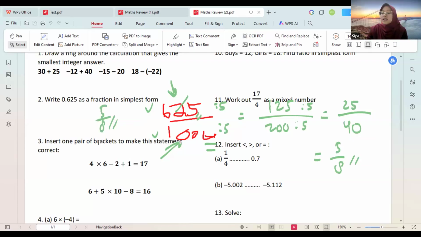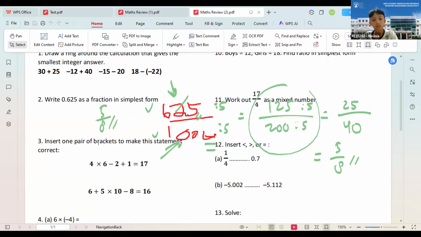So the thing is, you just find the number that can divide all the numerator and the denominator. Get it? To find the simplest form. Okay.